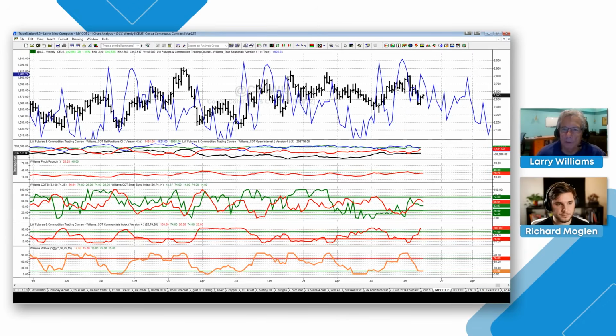So there, I look at a weekly chart. I'm looking now at a weekly chart of the cocoa market. I hardly ever trade it, but I still follow it. The blue line is my seasonal pattern. I see seasonally we should go down now.